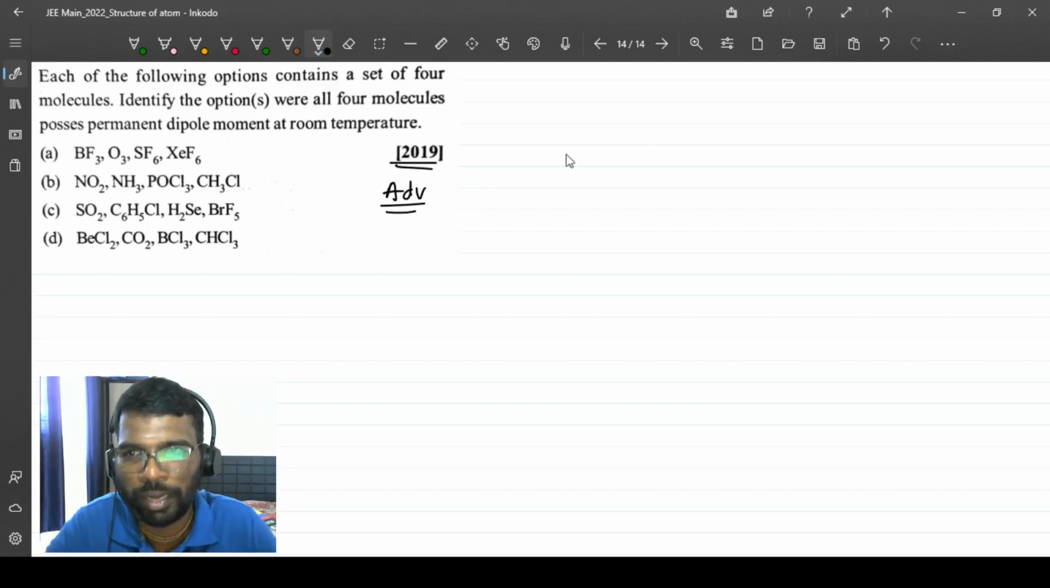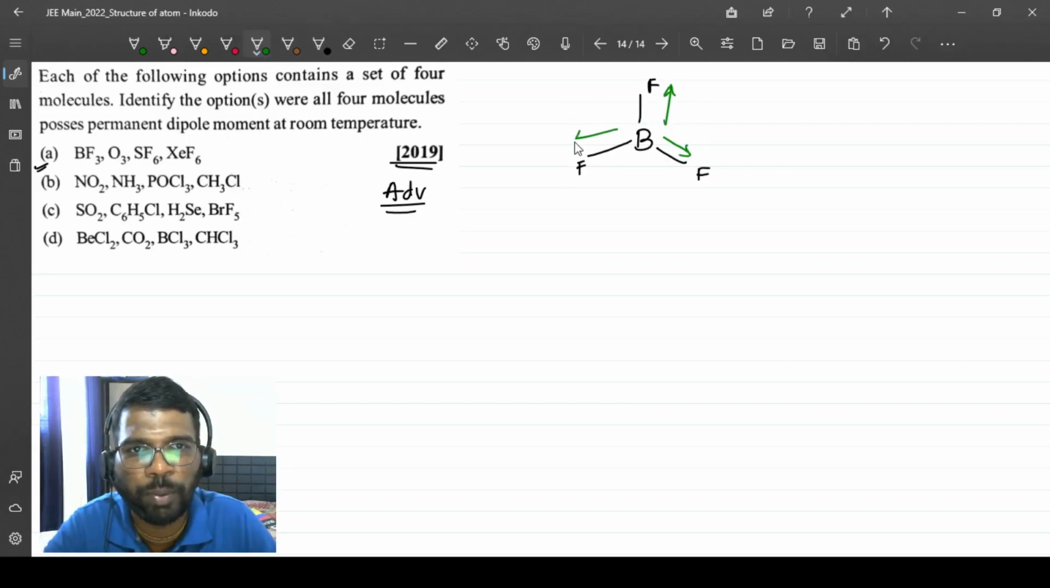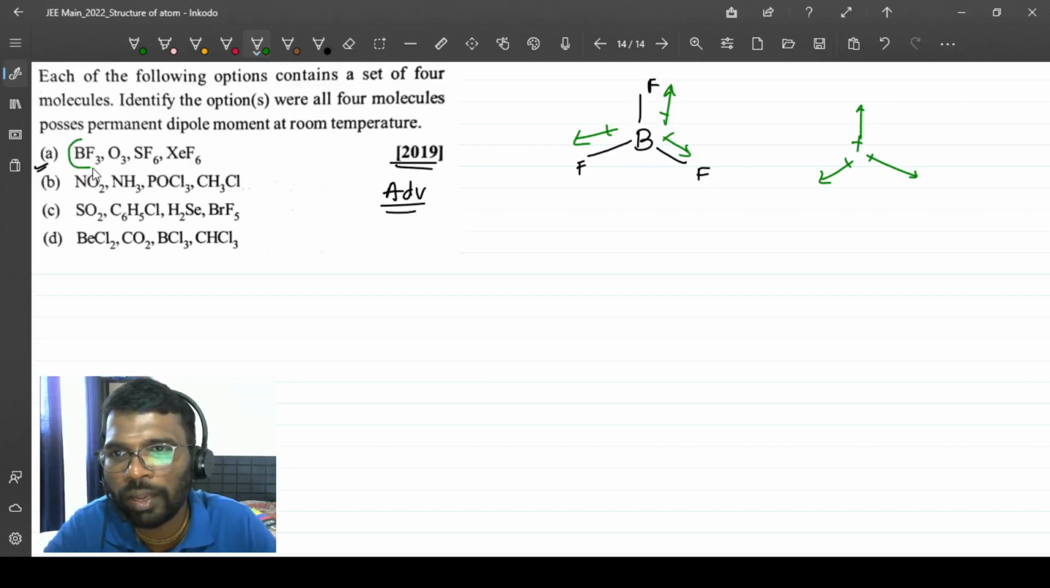Like the first example, in option A, it is BF3. BF3 means boron has three valence electrons. This is fluorine, this is fluorine, and this is fluorine. If you check the polarity of this, it will be oriented in this direction. All three dipoles are oriented at exactly 120 degrees to one another, right? And there is no lone pair here. So the net dipole moment will be zero.